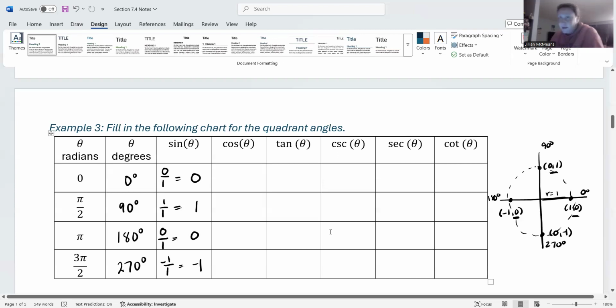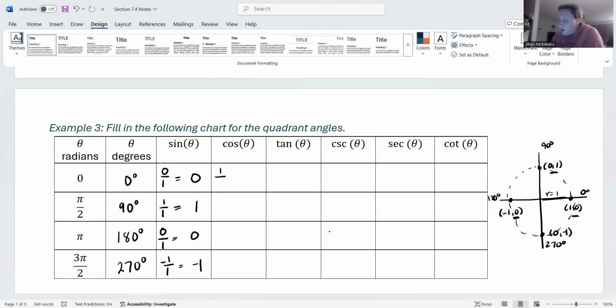Now, cosine is the x coordinate of these points, okay? So cosine of 0 degrees is 1 over r, which is 1. Cosine of pi over 2, we're up here. The x coordinate is 0, r is 1, so we get 0. At pi, the x-coordinate is negative 1, and r is 1, so cosine is negative 1, okay? At 3 pi over 2, or 270 degrees, the x-coordinate is 0, r is 1, so we get 0. Okay, so just remember sine is always the y coordinate of that point, cosine is always the x coordinate of that point, and then divide them by whatever r is.